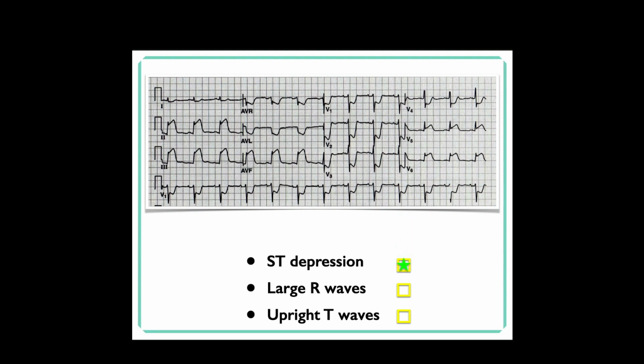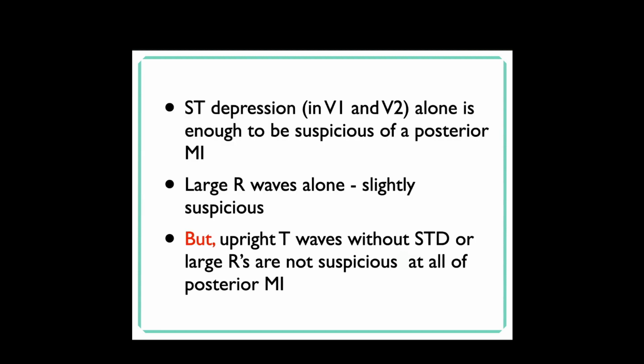Hard to say what's happening with these T waves. Are they biphasic? There's always a little bit of a rebound when it comes up. Are they inverted? I'm not entirely sure they're upright. But again, ST depression in V1, V2 alone is enough to be suspicious of a posterior. Large R waves alone, slightly suspicious. But don't worry, if you have a 12 lead and there's upright T's in V1 and V2, even if there's an inferior STEMI, by itself, that's a meaningless sign. It's just in conjunction.